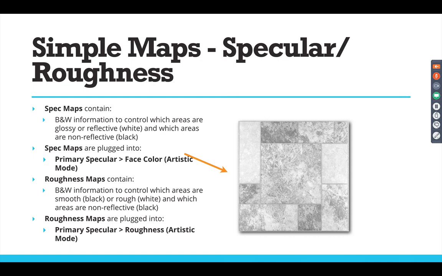For spec maps, the amount of reflectivity: black equals no reflectivity, white equals total reflectivity, to the extent you've got it set up. Roughness is the opposite. Black equals smooth, no roughness at all. White equals total roughness. It's a diffuse material, pretty much. So again, primary specular, face color for spec maps. Primary specular, roughness for artistic, and also, believe it or not, physical.